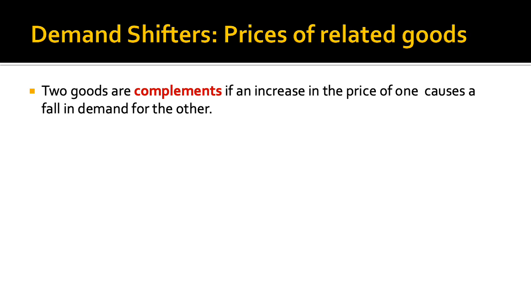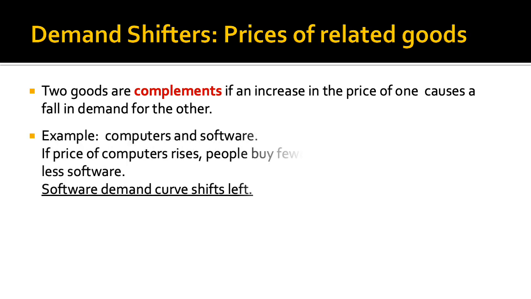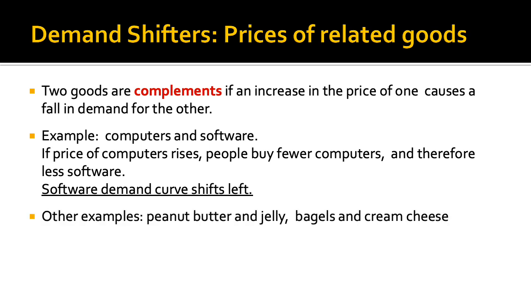Complements. Complements are goods that you use together. They are consumed as one. Examples: computer and software, peanut butter and jelly, bagels and cream cheese, etc. So in the case of computers and software, if the price of computers goes up, people buy fewer computers, and therefore they buy less software. So the change in the price of computers causes a decrease in the demand for software, shifting the demand curve for software to the left.